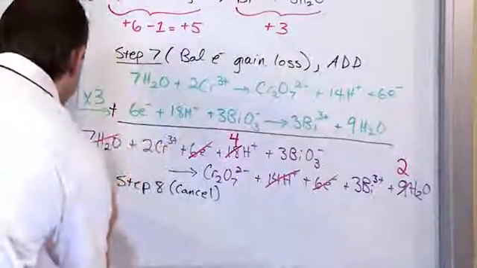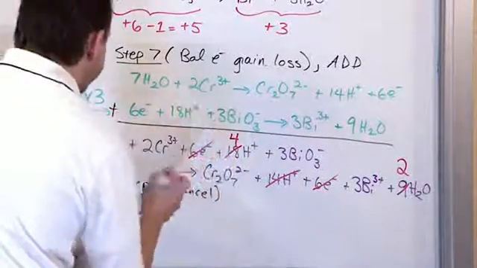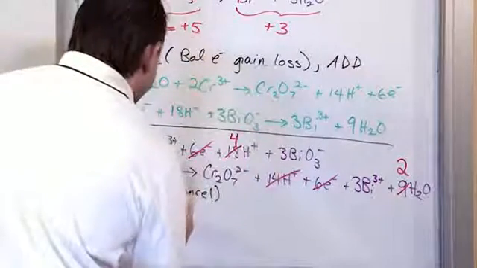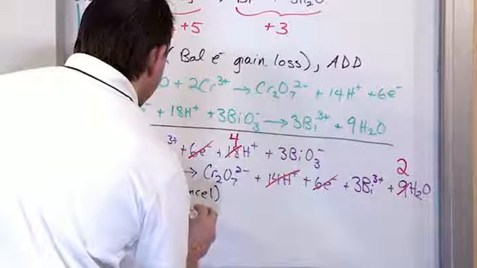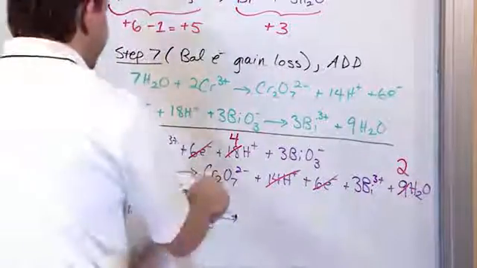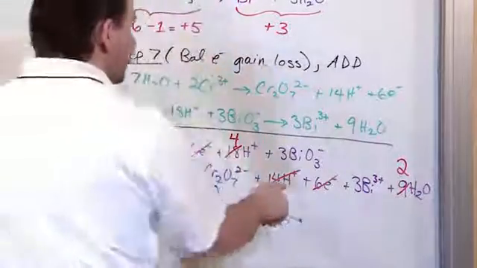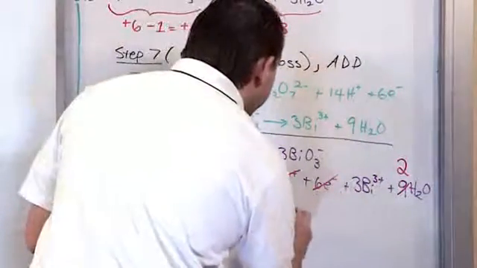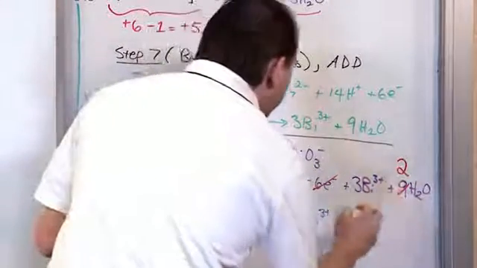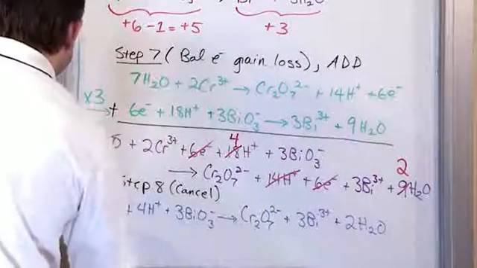So what we're going to have is 2 chromium 3+ ions. All of this is gone. We have 4 hydrogen ions, right? And we have 3 of these ions, BiO3 negative. And on the right-hand side of the arrow, we have Cr2O7, right? This is gone. This is gone. So we have 3 bismuth 3+ ions. And then we have only 2 waters. Okay, this is the final answer.